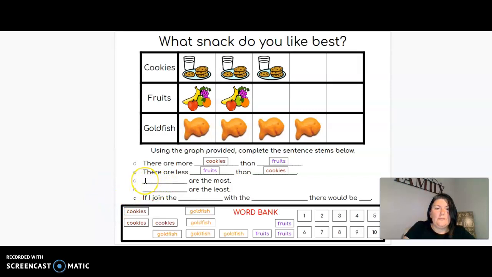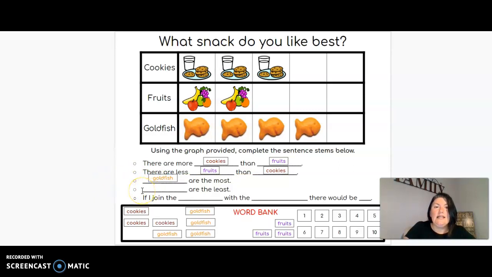Let's look at our next sentence stem. Blank are the most. Remember, the most is the largest amount of something, the biggest that we have. So of the ones that we have, is 3 the largest, or 2 the largest, or 4 the largest? If you said 4, you're right. So I'm going to take my goldfish and drag it into my sentence stem so that it now reads, goldfish are the most.